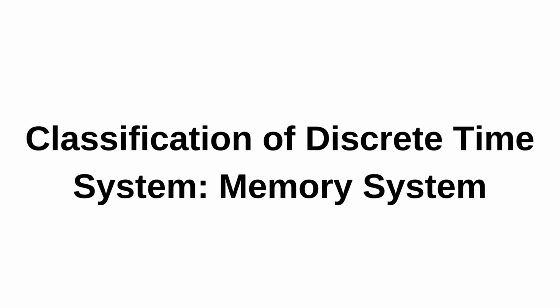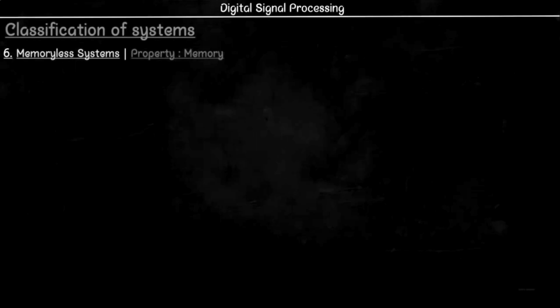We were discussing the properties of discrete time systems in the past few videos, and so far we learned about linearity, stability, invertibility, time invariance, and causality. In this video, we will see the last property, which is memory. We will see the definition first and then see some examples of systems with memory and without memory. So let's get started. First, we will see what are memoryless systems.